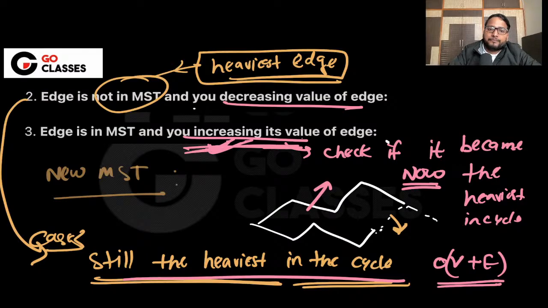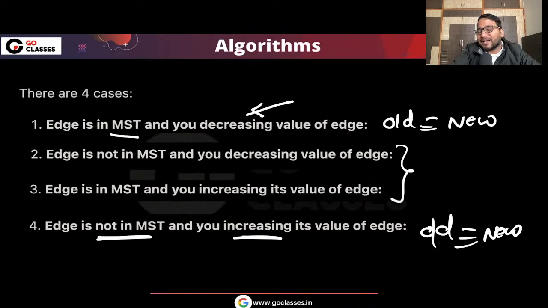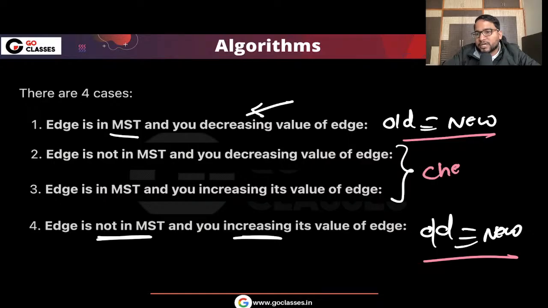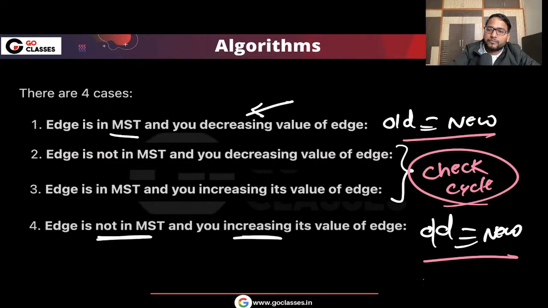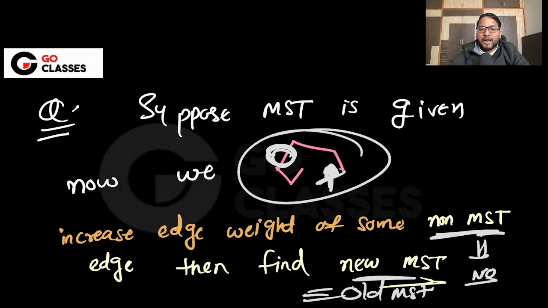That's all. Anyway, this was just an optional discussion. GATE has not asked any question from this, but I just wanted to tell you quickly, in just 5 minutes, that in these two cases, old is new. In these two cases, we need to check the cycle. That is all about our MST discussion.